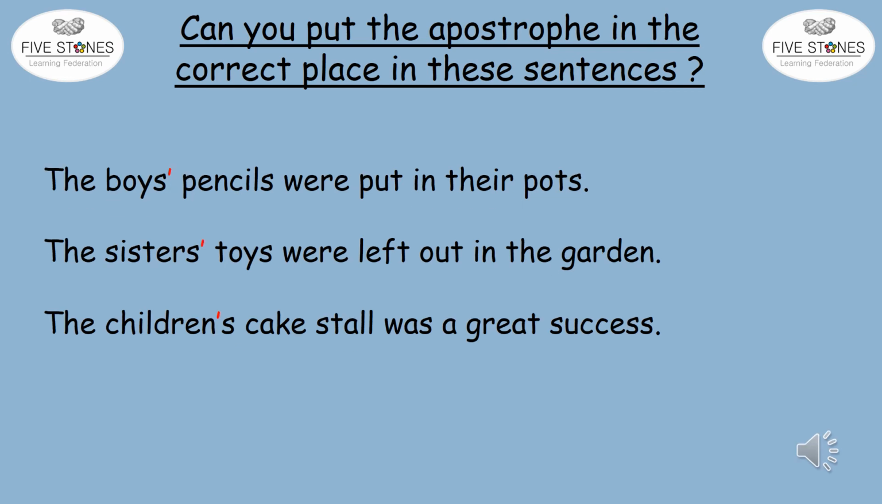Right, let's see if you put the apostrophe in the right place. The boys' pencils were put in their pots. It's the pencils owned by the boys, so the apostrophe goes after the word boys. The sisters' toys were left out in the garden. It's the toys owned by the sisters, and the apostrophe comes after the word sisters.